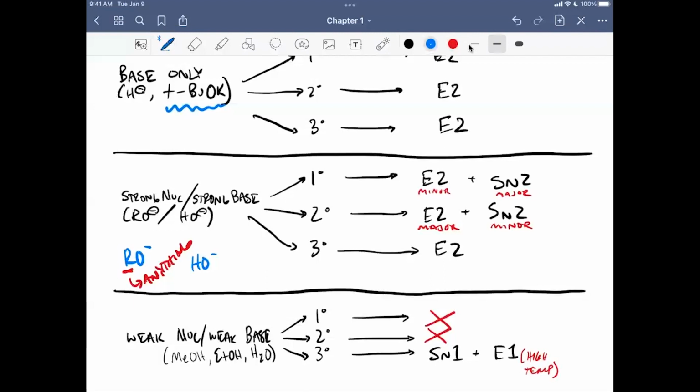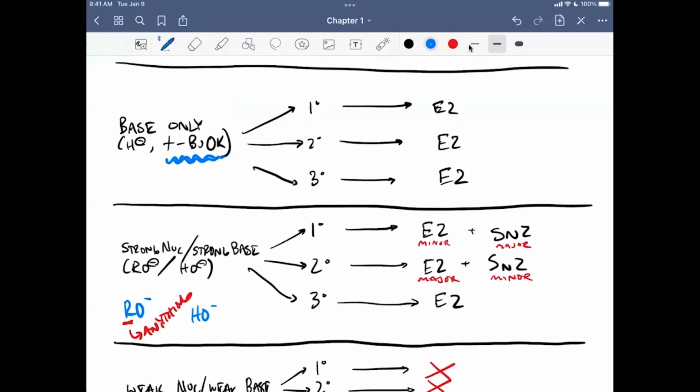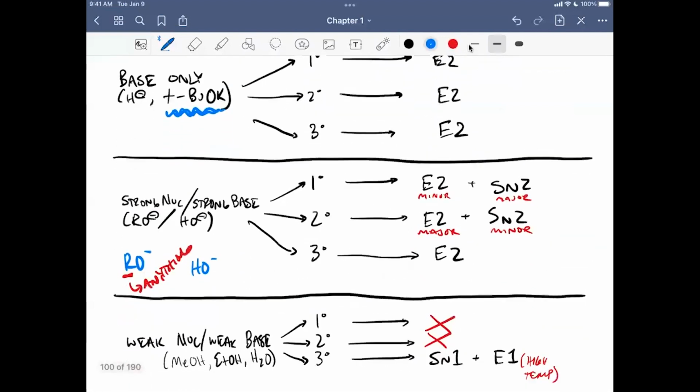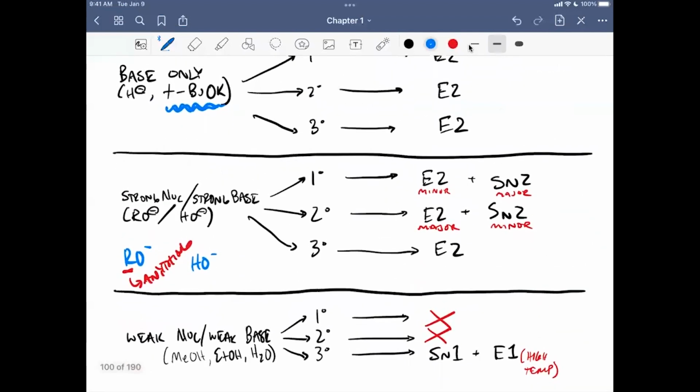So for primary, with a strong nucleophile and strong base, the Sn2 is going to be major. Unless you have one of these reagents where it's a base only, if you have a primary carbon, it's more than likely going to be Sn2, whatever base you're dealing with. But if you have a secondary or tertiary carbon with a strong nucleophile and strong base over those arrows, it's going to be E2. So it's going to be elimination.